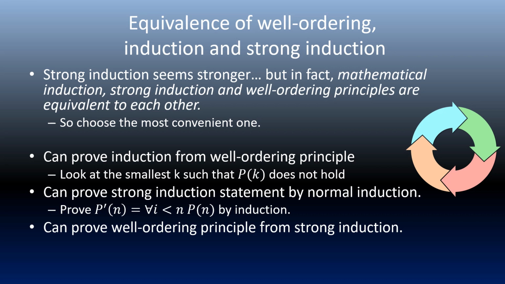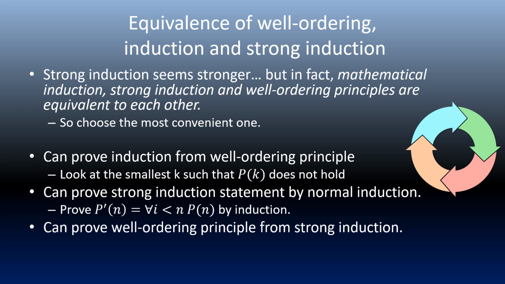So it seems like strong induction is stronger. We just did a proof that really relied on the fact that we assumed our induction hypothesis that P of i would hold for every i between 2 and k minus 1. But in fact, induction, strong induction, and the well-ordering principle are all equivalent to each other. So when you are doing a proof, just choose whichever one seems most convenient. And you could actually prove that the three are equivalent, and the proofs are not that complicated.